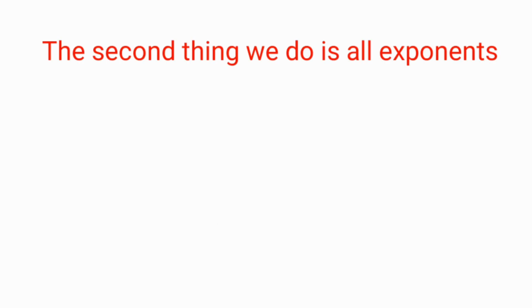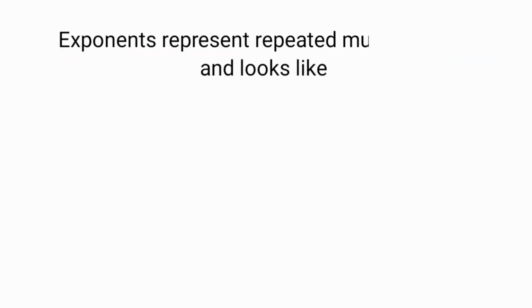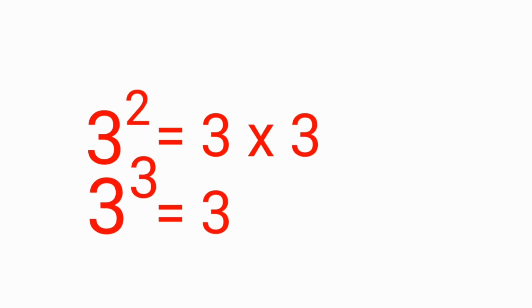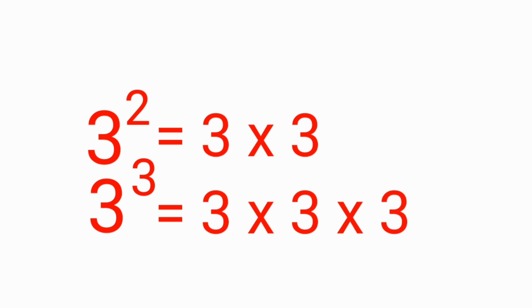Next, we do all exponents. Now, exponents look like this. 3 to the power of 2 is 3 times 3. So that's repeated multiplication. To the power of 3, it's 3 times 3 times 3.